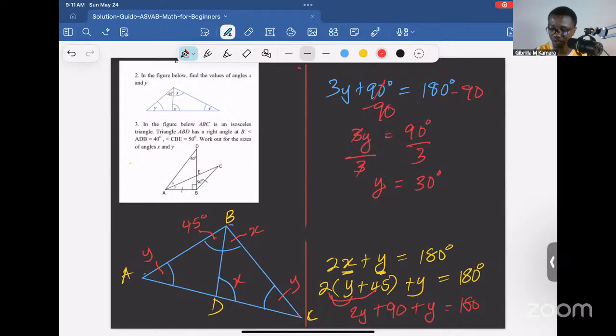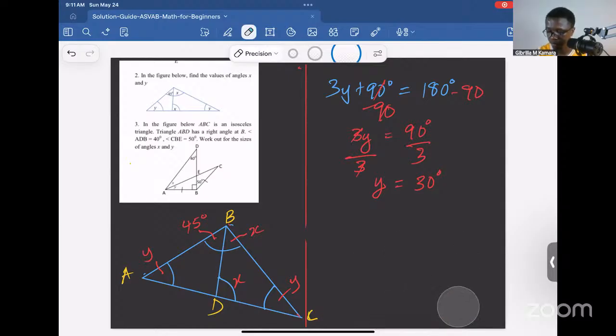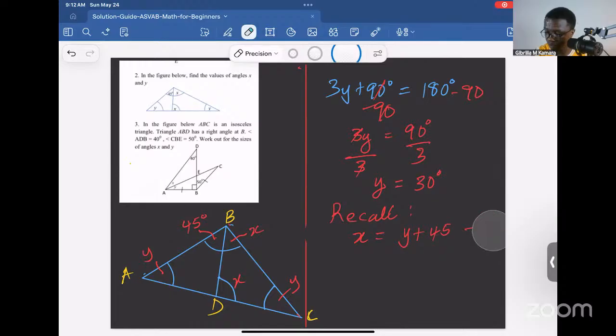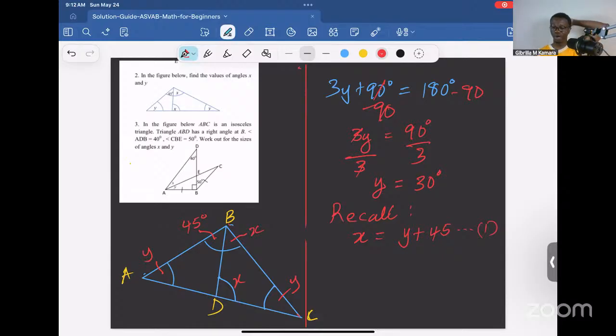Remember, let me clear this one. Let's recall. Equation 3 was x equals y plus 45. This was equation 3, I mean equation 2. It's not even equation 3. It was equation 1, right? That was equation 1. So now we have y.